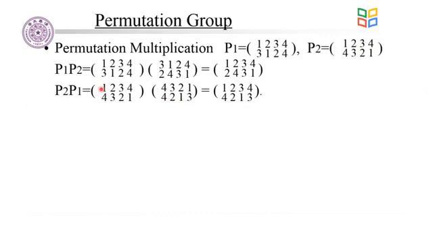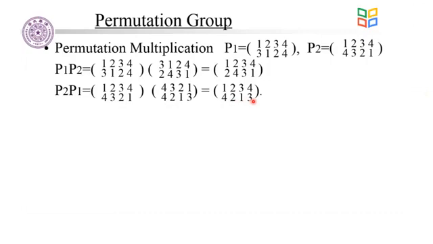Therefore, we then go back to P2 again. 1 is transformed into 4, then 4 is transformed into 4, so the answer is 1 transformed into 4. 2 is transformed into 3, 3 is transformed into 2, therefore 2 is transformed into 2. 3 is transformed into 2, 2 is transformed into 1, therefore 3 is transformed into 1. 4 is transformed into 1, 1 is transformed into 3, therefore 4 is transformed into 3. And this time we realize the answer of P1 times P2 is that 1, 2, 3, 4 is transformed into 2, 4, 3, 1. But for P2 times P1, the answer is that 1, 2, 3, 4 is transformed into 4, 2, 1, 3.